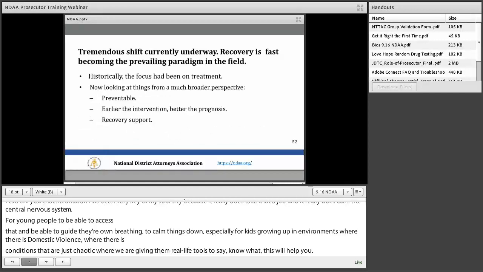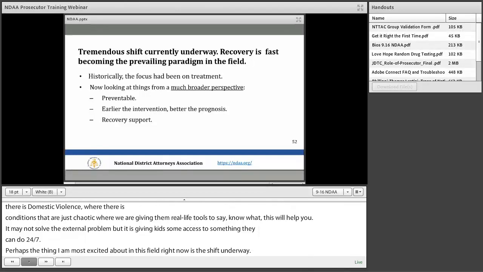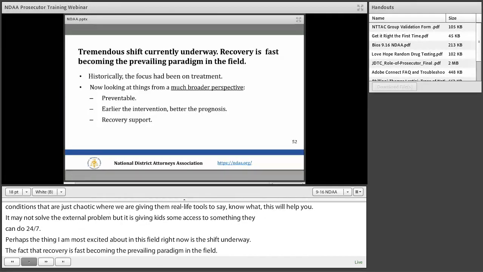So perhaps the thing I'm most excited about in this field right now is the shift that's underway, and the fact that recovery is fast becoming the prevailing paradigm in the field. As I said earlier, historically, the focus had been on treatment. It was a very acute care model. We sent you to treatment. You left treatment. There was a whole mantra out there, treatment works.